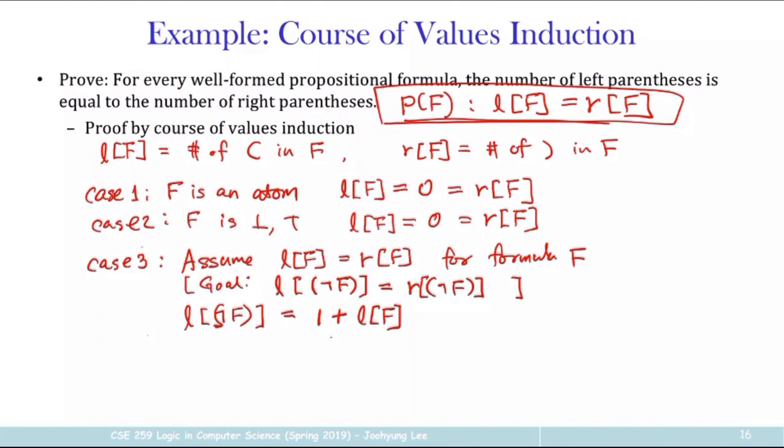Suppose F is an atom, P. How many left parentheses are here? 1. 1 plus 0. Suppose this F has 1 left parenthesis. Then how many left parentheses are here? 2, because 1 plus 1. If this has n left parentheses, then how many left parentheses are in the whole string? 1 plus n. Yes, so you know that now. That's what I denote by 1 plus n, where n is the number of left parentheses in F. Good.